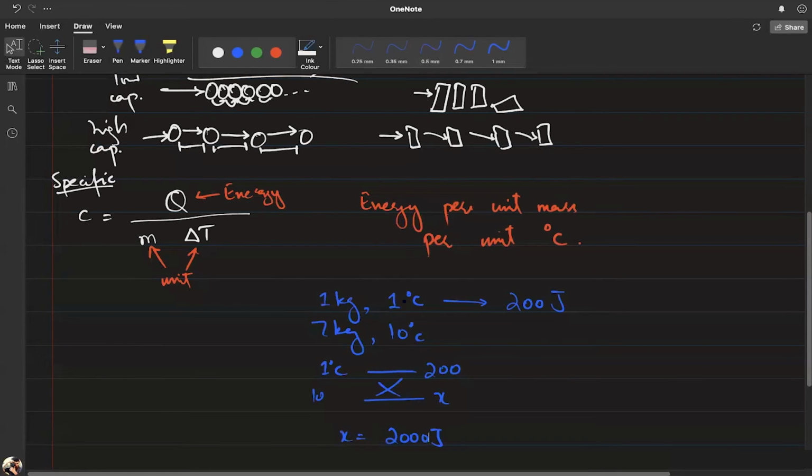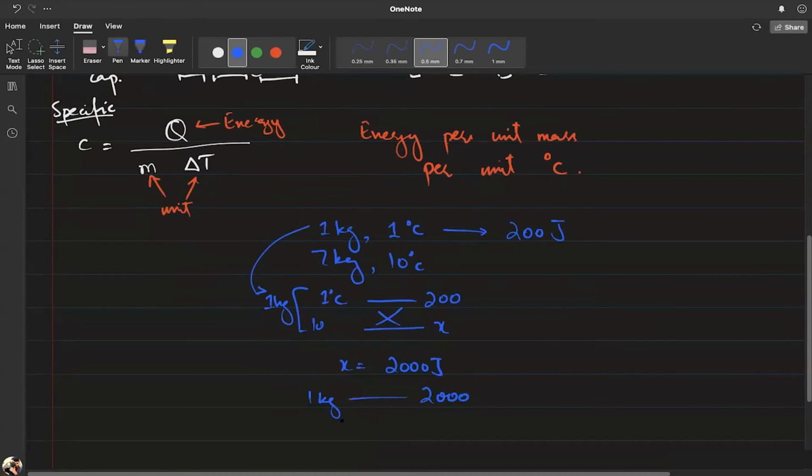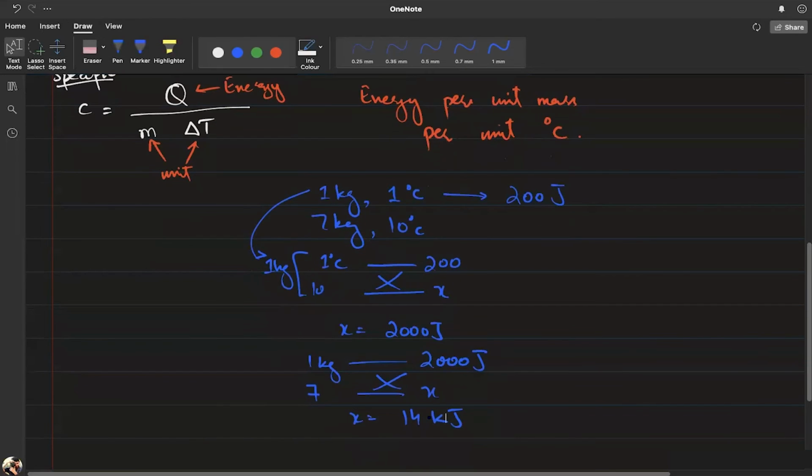And one thing I'm assuming over here is that all of this is for 1 kg. So that means I need 2000 joules for 1 kg, and I have 7 kg, so for 7 kgs I need x. Cross multiply and you'll get x equals 14,000 joules. So I can write 14 kJ. kJ means kilojoules. So now I know.